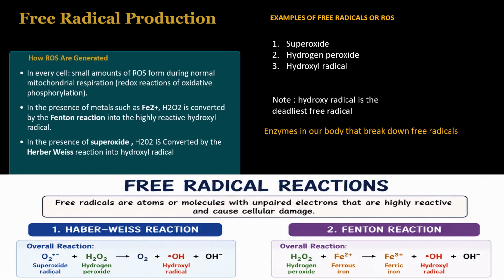When these free radicals are produced in our body, they can cause damage to the cell organelles. But there are enzymes inside our body that are responsible for breaking down these free radicals. Examples of enzymes that can break down free radicals are catalase, superoxide dismutase, and glutathione peroxidase. High yield exam question: name 3 enzymes that break down free radicals: catalase, superoxide dismutase, and glutathione peroxidase. Knowing these concepts will help you very well in your university exam.